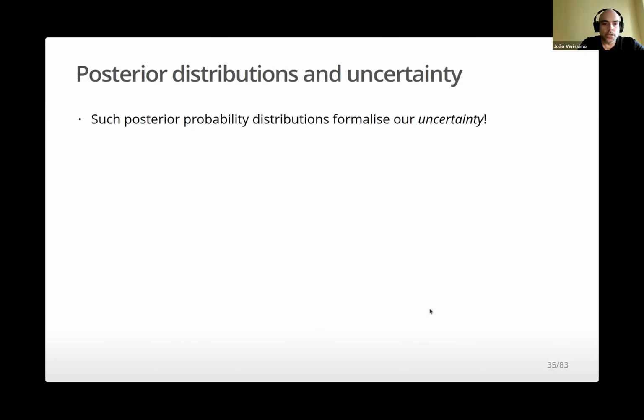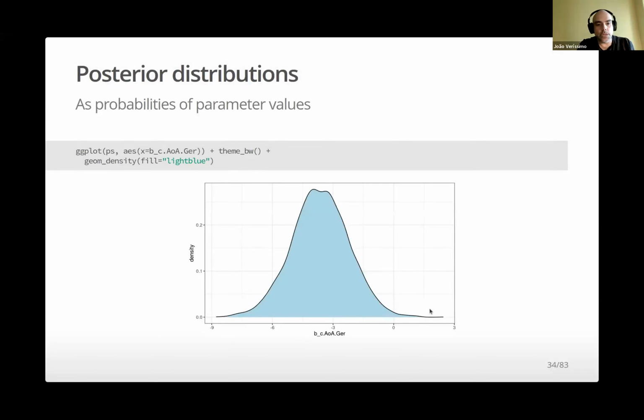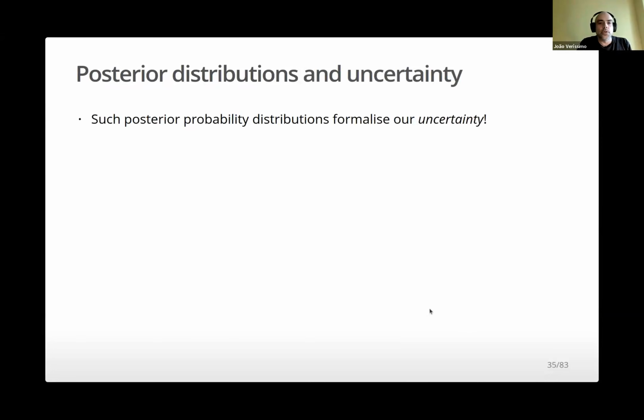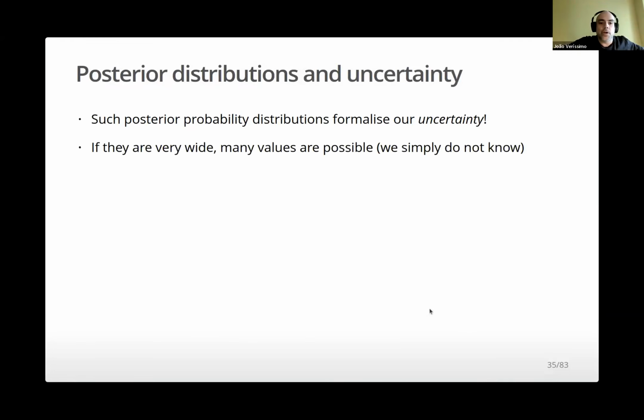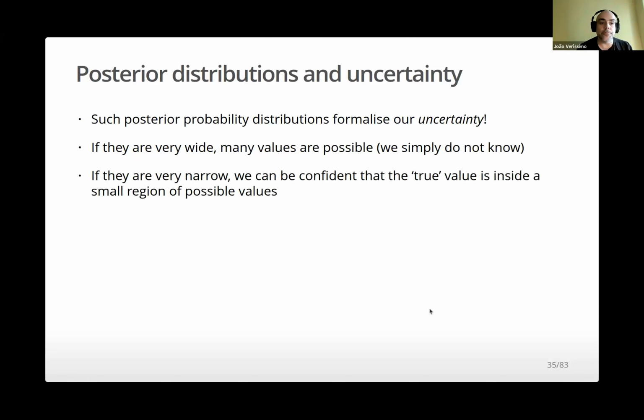Also important, these posterior distributions also encode our uncertainty about the effect. We're trying to estimate the magnitude of this effect, and the posterior distribution itself tells me how certain or uncertain I can be about certain ranges of values. So if these posteriors are very, very wide, that just means that many, many values are possible. We simply do not know what the true effect may be. It could be 1,000, it could be minus 1,000. We don't know. The posterior is huge. It means that we have a lot of uncertainty about our inferences.